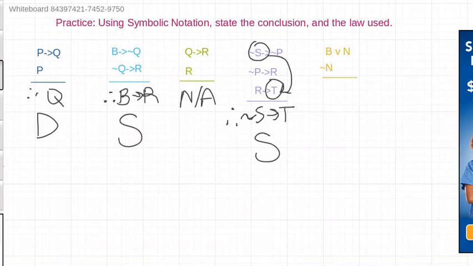Alright, the last one says B or N, not N. Therefore, our answer would be B. And this is the law of detachment.